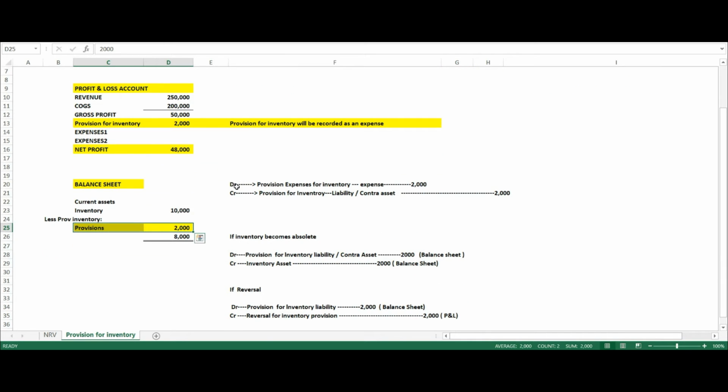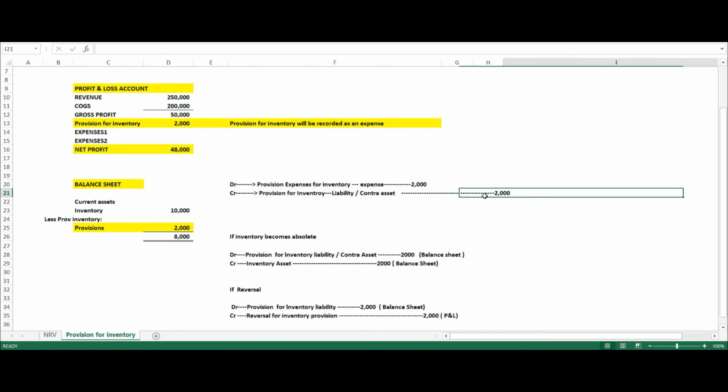You will debit the provision for inventory expense account and credit the provision for inventory liability or contra asset. So a reduction in asset is credited, or an increase in liability is credited, and expenses are debited. So that's what happened over here.